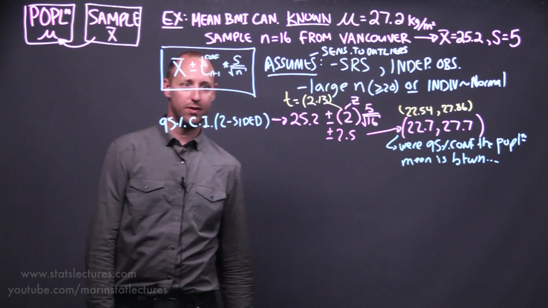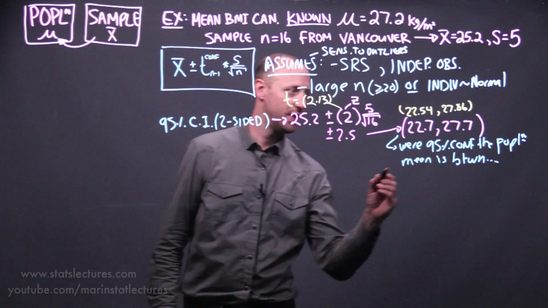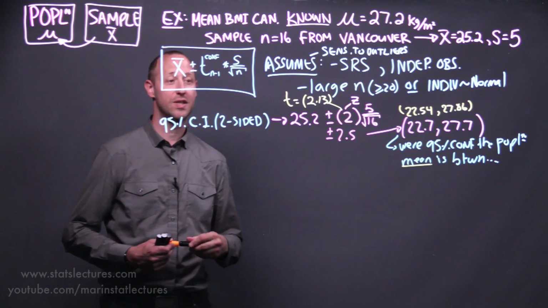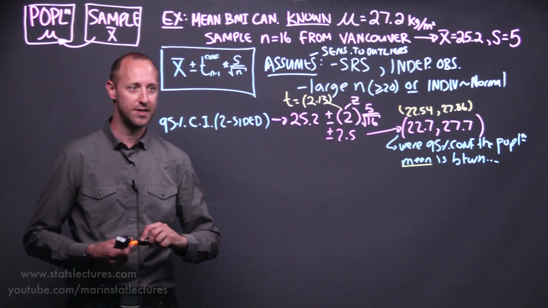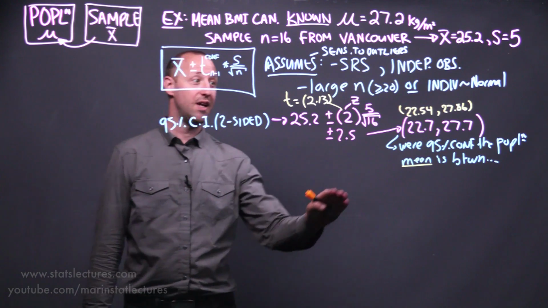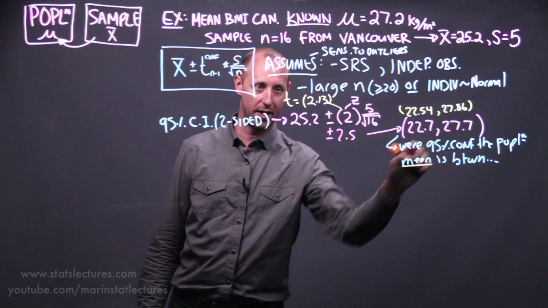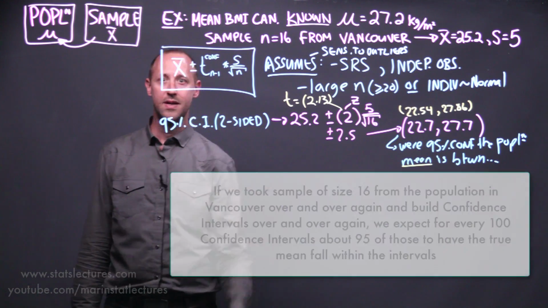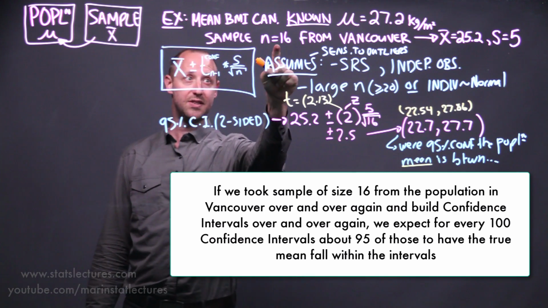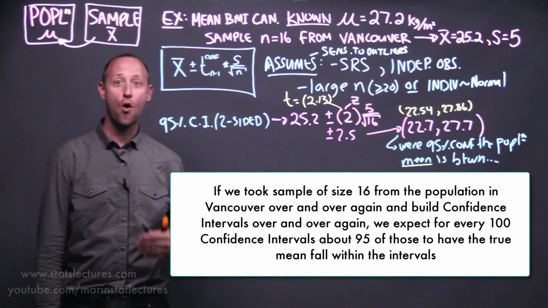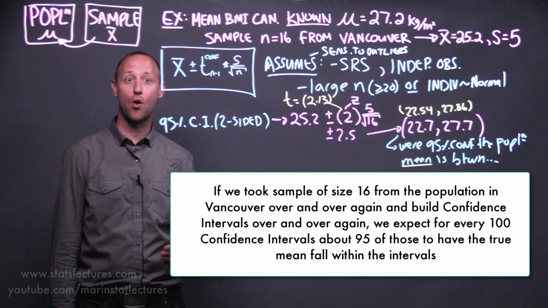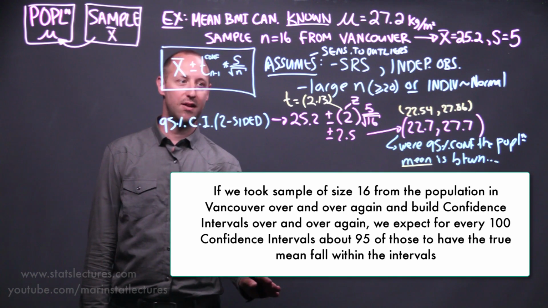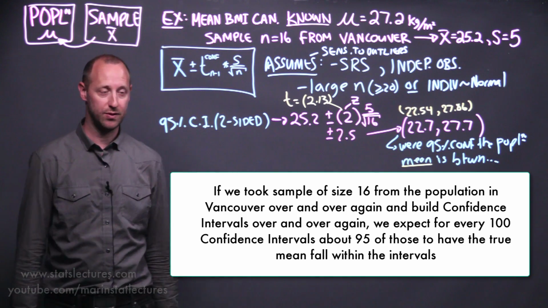Another thing to note about this interval is that we're 95% confident that the population mean is between 22.7 and 27.7, the population of Vancouverites. So again, this interval doesn't tell us 95% of individuals will have a BMI in here. We're 95% confident the mean is in there. Another way you can think of this: if we took samples of size 16 from the population of Vancouver over and over again, and constructed confidence intervals over and over again, we'd expect for every 100 confidence intervals, about 95 of them to have the true mean fall in those intervals.